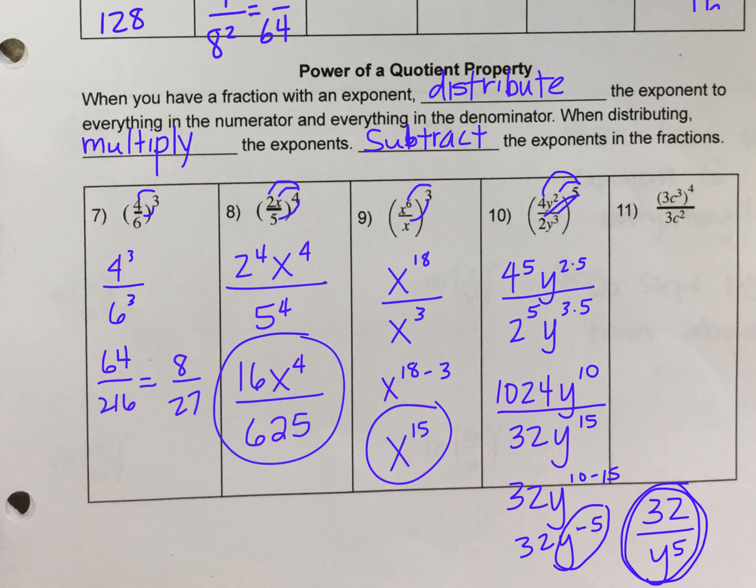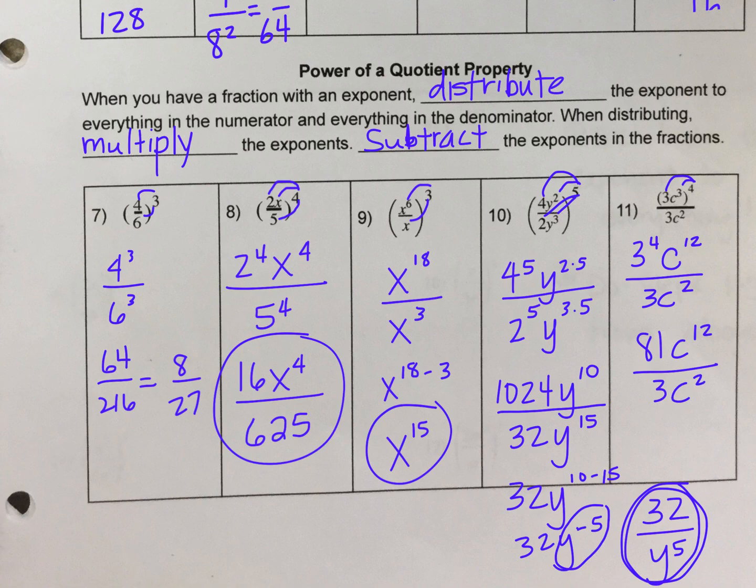All right, one more. This one's kind of tricky. So the 4 only goes to the things that it's right outside the parentheses on. So the 3 to the 4th and C, 3 times 4 is 12. And then I'm just going to copy down what's at the bottom. 3 to the 4th is 81, C12, over 3, C2.